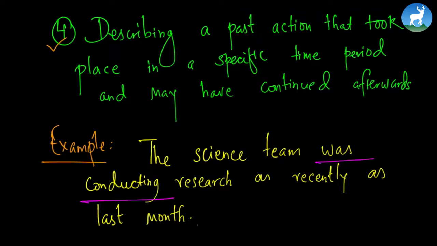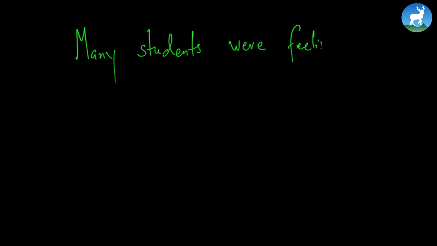We don't know. So last month something was going on. Science students were conducting some research, and that research, maybe it's still going on, who knows. For that we need to go and study about present perfect tense. Let me write you some more examples. Many students were feeling depressed in February.